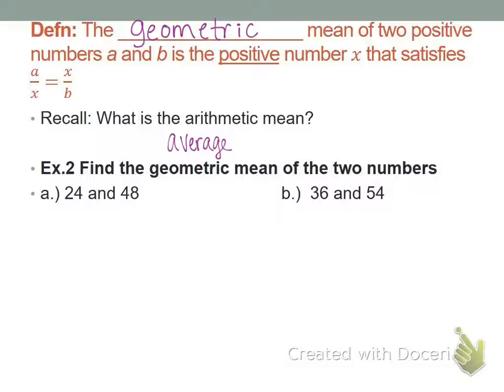But when we talk about a geometric mean, that means that X satisfies this proportion. So if we are finding the geometric mean of these two numbers, that means instead of writing an A and a B, we'll put in these numbers. The X will stay there because that's what we're looking for. X is the geometric mean. So I set up my proportion. 24 over X equals X over 48.